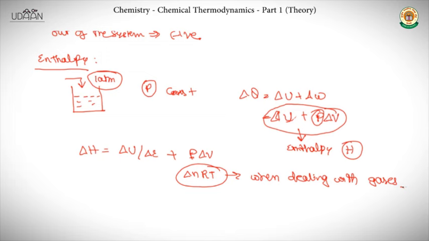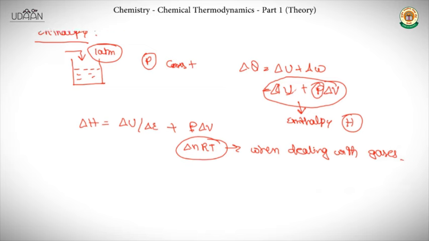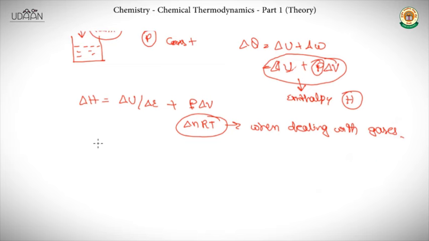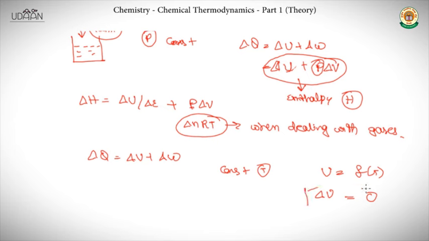Now we'll see what happens to the first law of thermodynamics equation in an isothermal system. We know that delta Q equals delta U plus delta W. Isothermal means constant temperature. Previously we discussed that internal energy depends only on temperature. So at constant temperature, the change in internal energy will be zero all the time. So the first law of thermodynamics becomes delta Q equals 0 plus delta W.